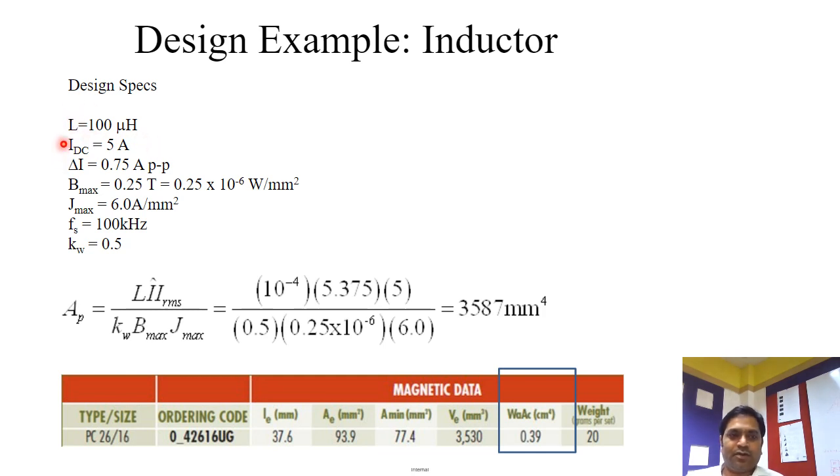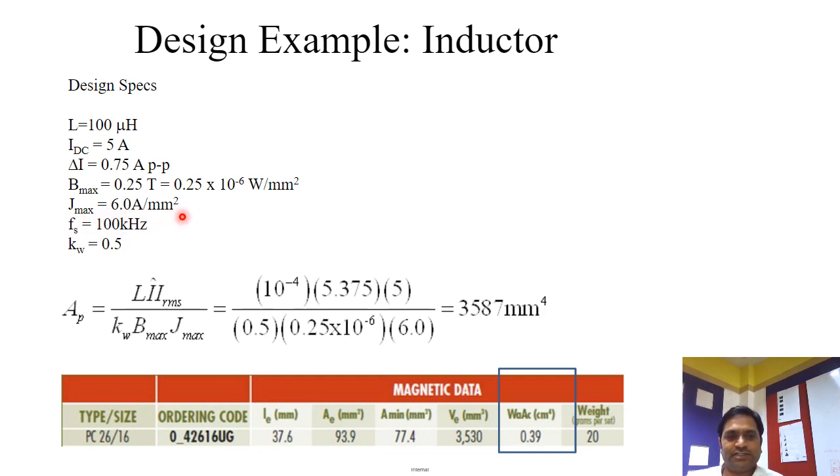100 microhenry. And what is the IDC current if it is DC, and for inductors which have both DC and AC, like PFC inductors or boost converter inductors, we have to very precisely see all these parameters. So IDC is 5 ampere, delta I is 0.75 ampere peak to peak, which is riding on this DC, and then Bmax. This data actually comes from the core spec, 0.25 Tesla, and Jmax is 6 ampere per mm square.